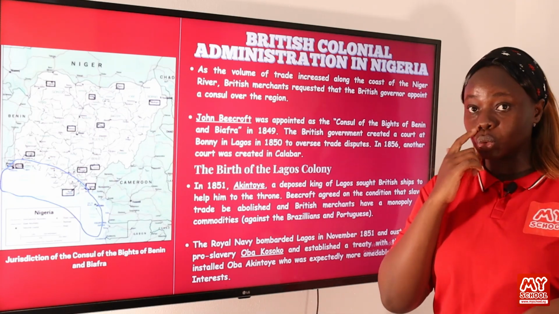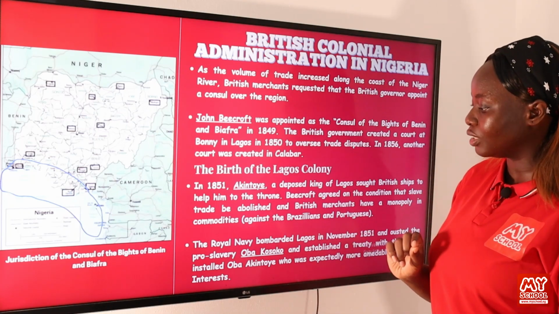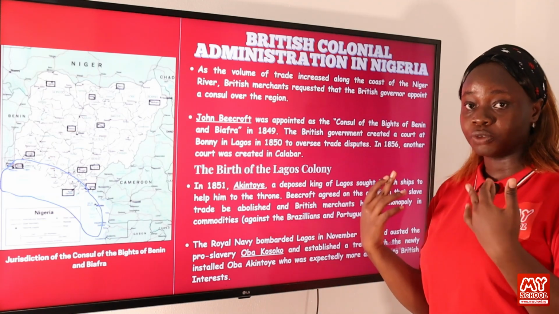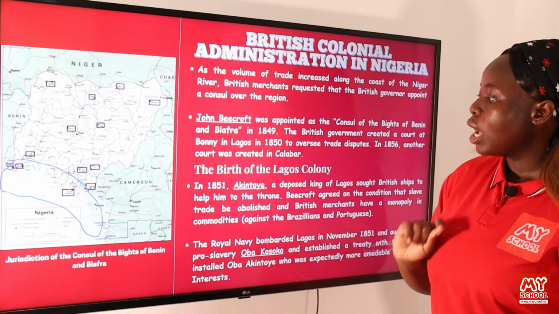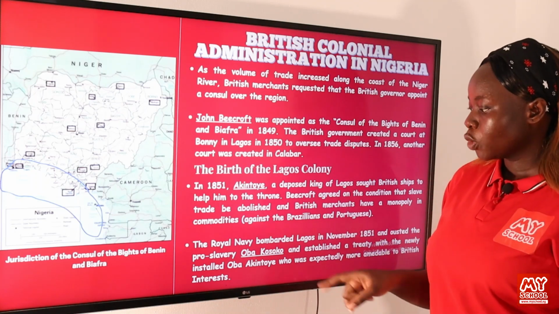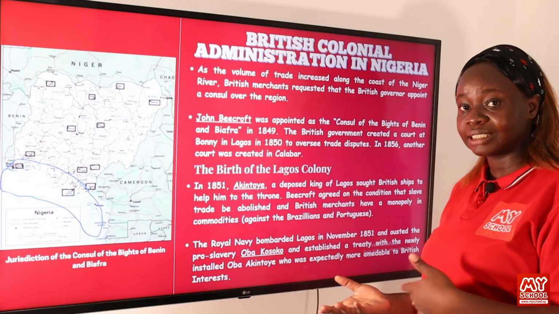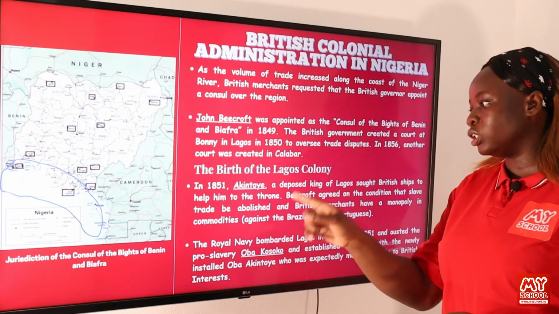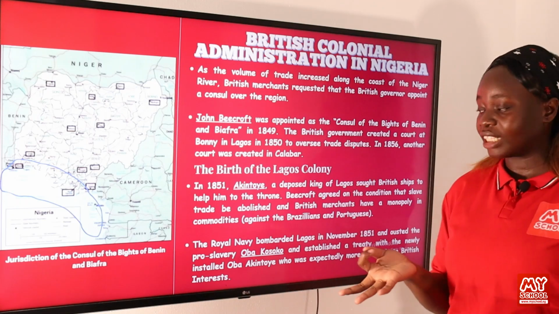So one of these wars was within Lagos. It was between Oba Akintoye and Oba Kosoko. The two of them were vying for the position of the Oba of Lagos. So Oba Akintoye was a deposed king. Oba Kosoko was the king that they selected to lead the people after Akintoye. Oba Akintoye was not okay with this, so he sought British assistance.